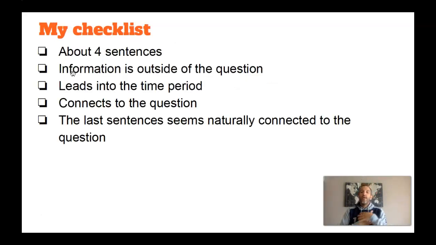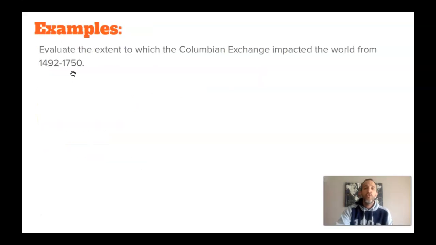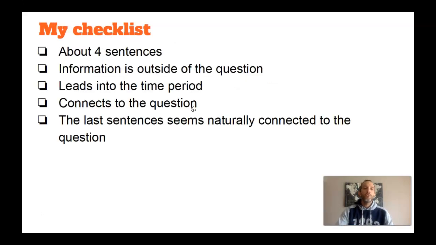My checklist of what I give to my students, what I say is the suggestion. What I'm looking for is, and I want to see all these checked off when I go through. 1, it should be about 4 sentences long. 2, is the information outside the question? For this, you don't want to write about the impact of the Columbian Exchange in your contextualization because that is the question. That wouldn't be contextualization. You'd be answering the question. Also, does it lead into the time period? Does it connect to the question? So are you writing about something that connects somehow to that question? And does the last sentence seem naturally connected to the question? So a lot of connections you're trying to make with the question.